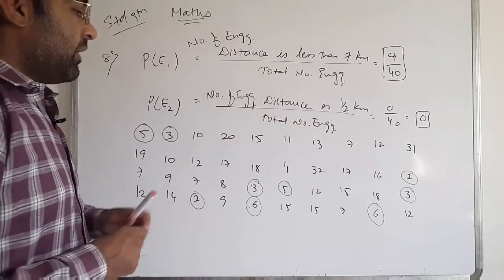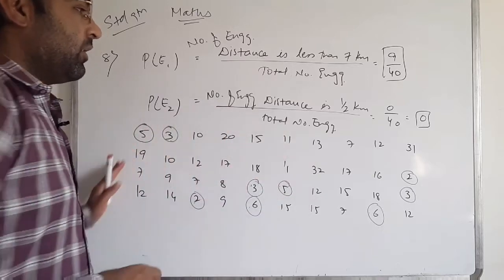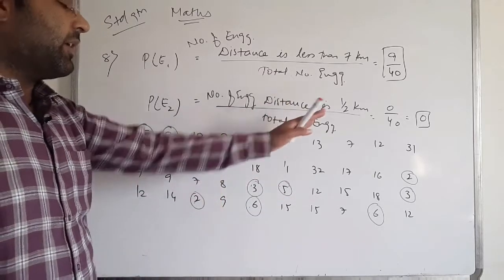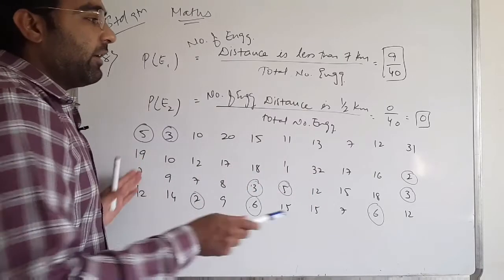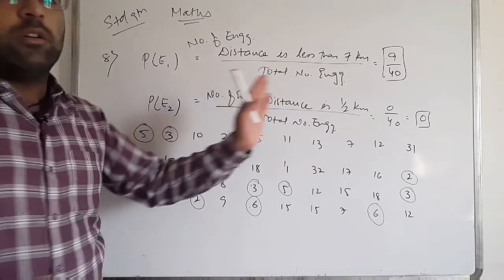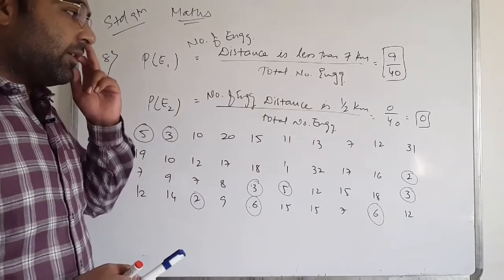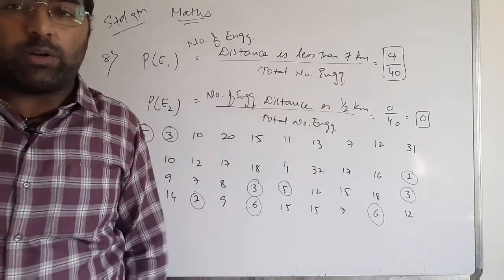Clear? And in the whole data we can't see any half-kilometer number given. So there is no possibility for the half distance. So it is 0 by 40.